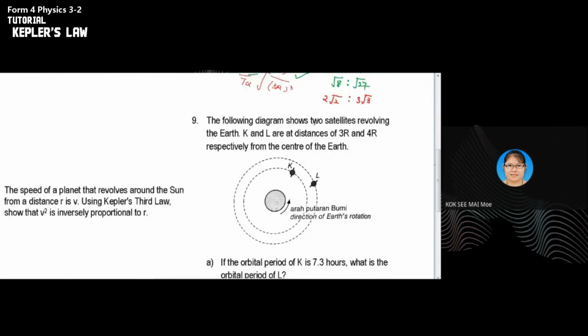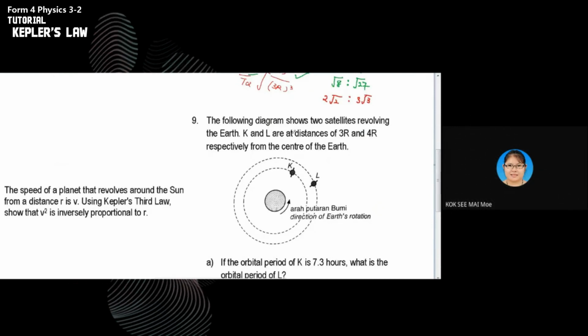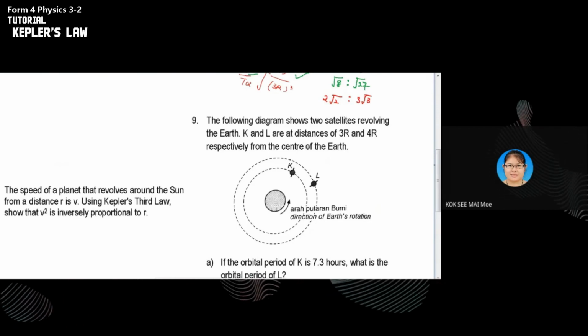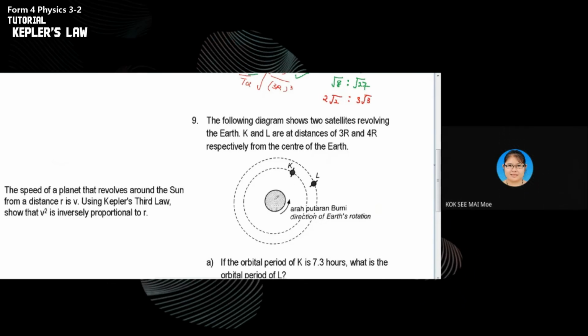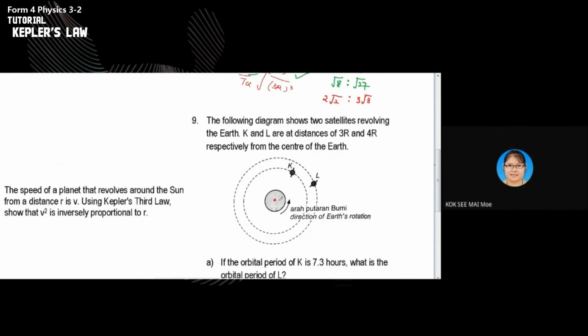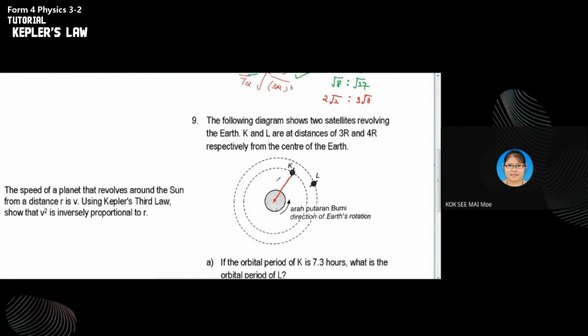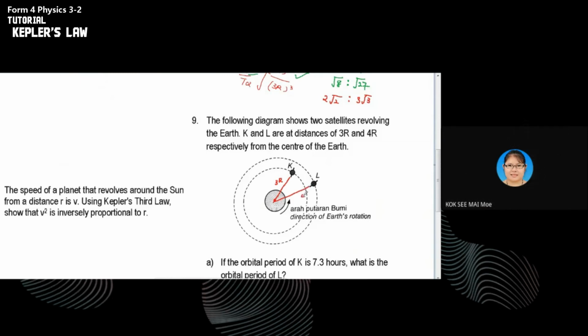The following diagram will show two satellites again. One is K and the other is L. The distances are 3R and 4R respectively from the center of the Earth. So understand, center of the Earth. This one is 3R, and this one is 4R.